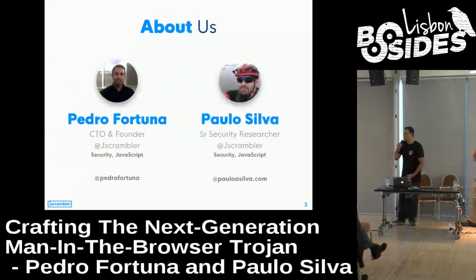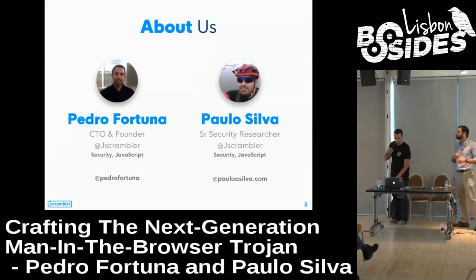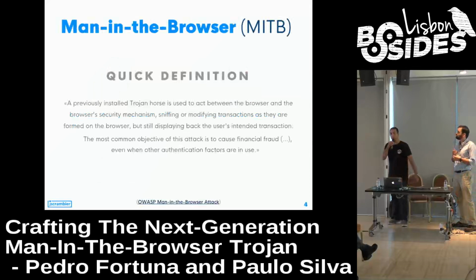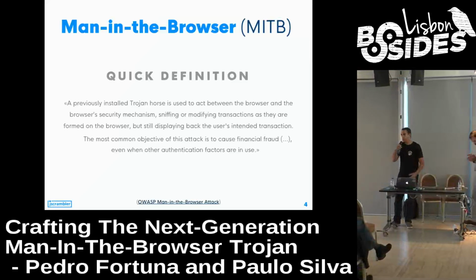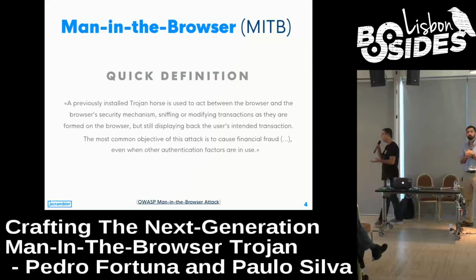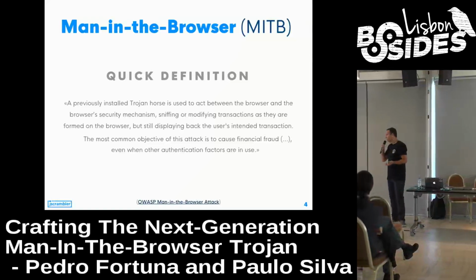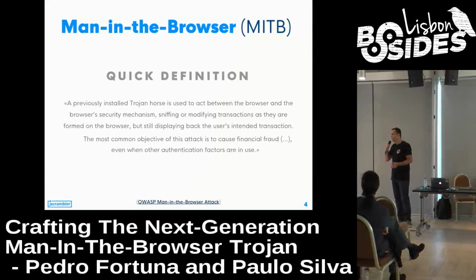So for the ones that are not familiar with the man-in-the-browser attacks, we chose to quote the OWASP definition. But basically, it all starts when a user's device gets infected, usually through some sort of email phishing campaign.